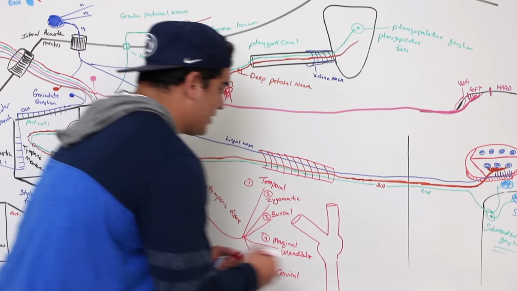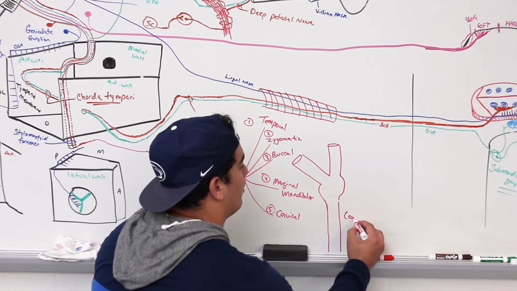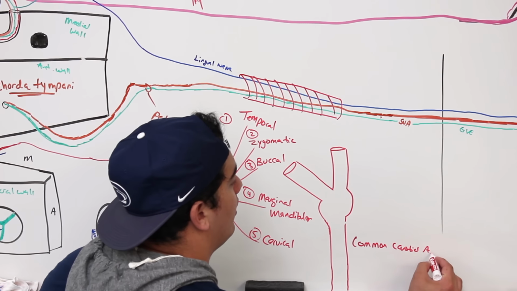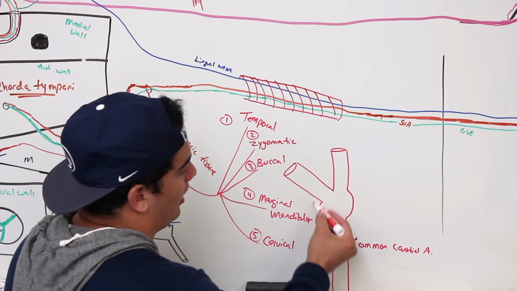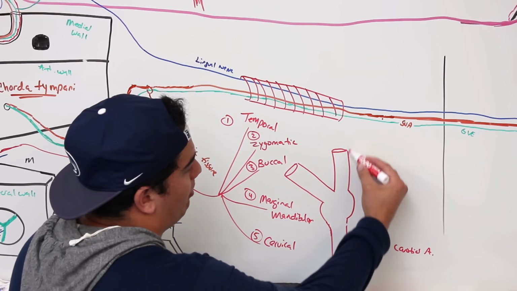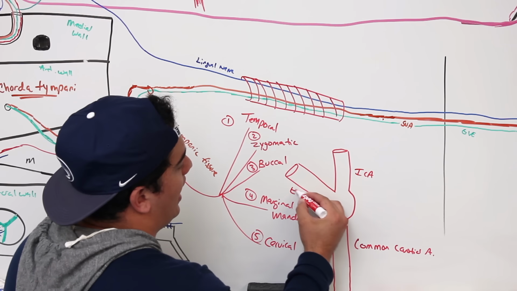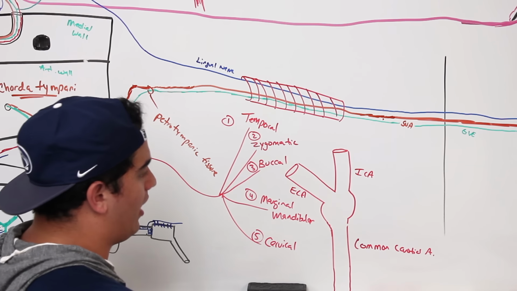So right here, this is going to be the common carotid artery. This right here is the common carotid. So I was going to show here the common carotid artery. It actually comes up, and here's this kind of like little sinus part here. It actually branches out into two parts. This is the internal carotid artery, and this is the external carotid artery. Okay, so this is the one that I was saying here.